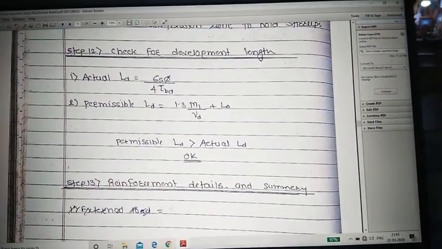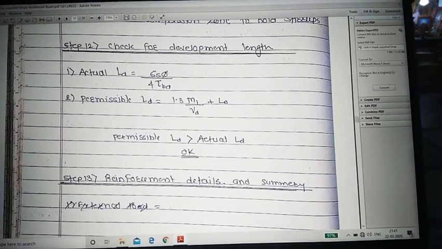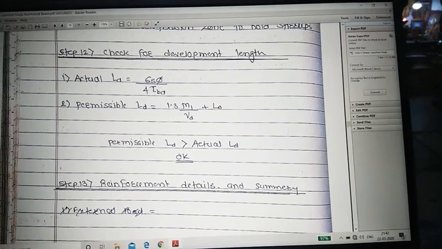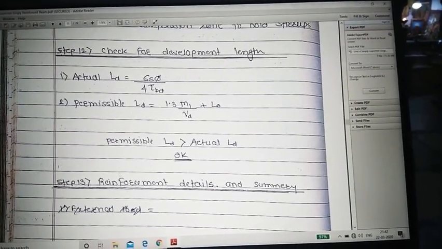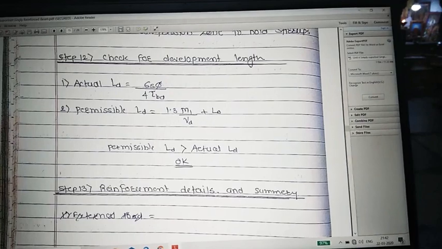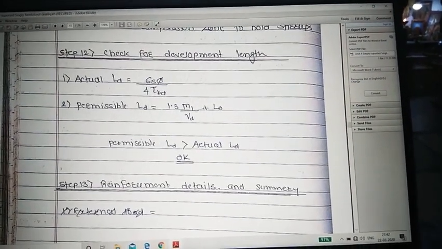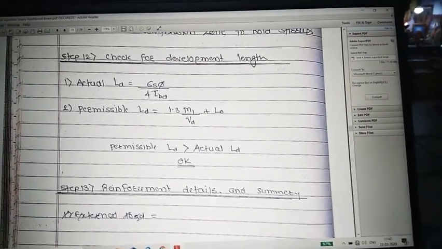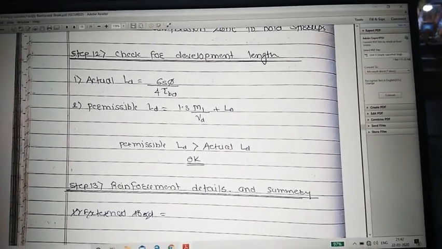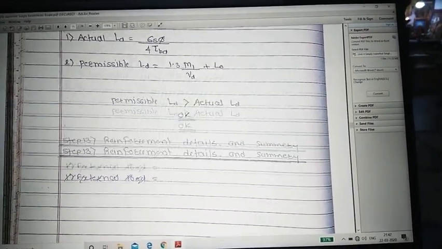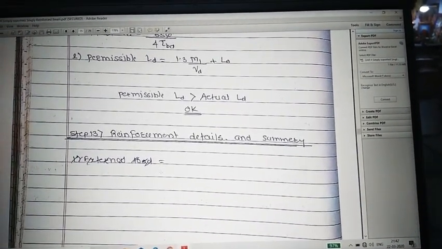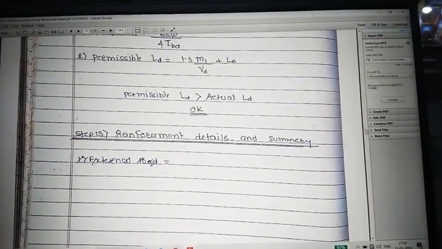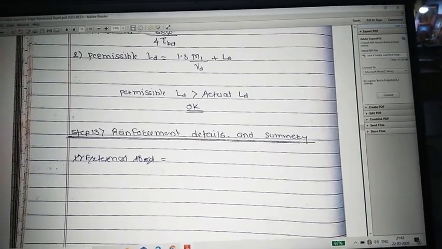Now after that, check for development length, then calculate the actual Ld and then the permissible Ld. The formula for actual Ld is sigma s phi divided by 4 tau bd, and permissible Ld is 1.3 M1 by Vu plus L0. How to calculate this M1, Vu, sigma s and tau bd we already discussed in the design of slab. And the last step is to draw the reinforcement detail as per the main reinforcement and the stirrups. Thank you.